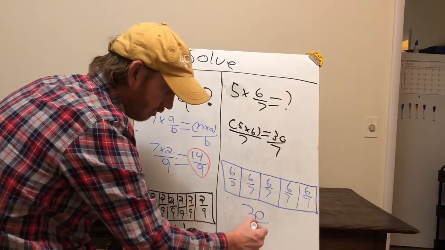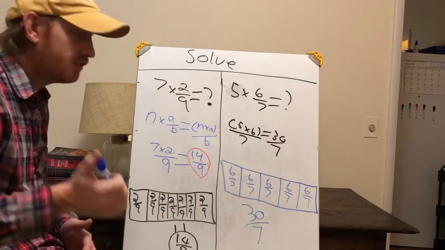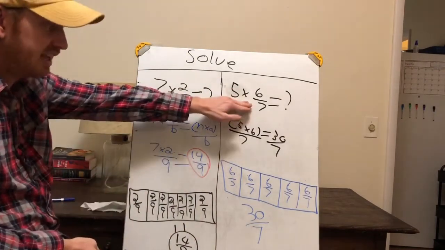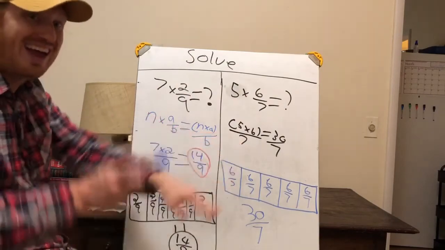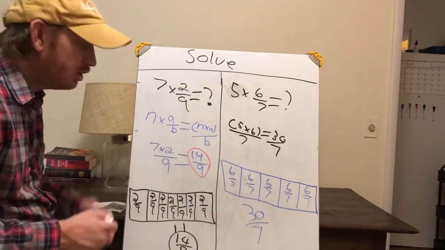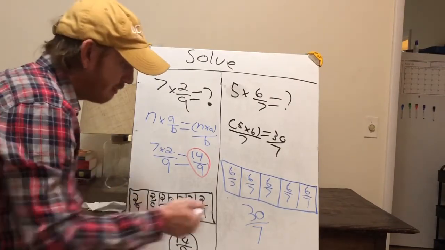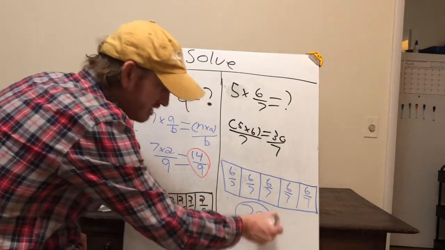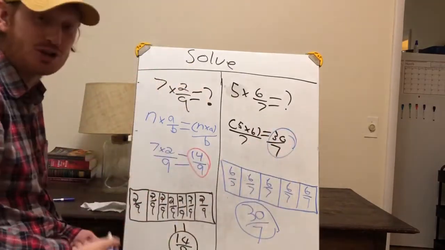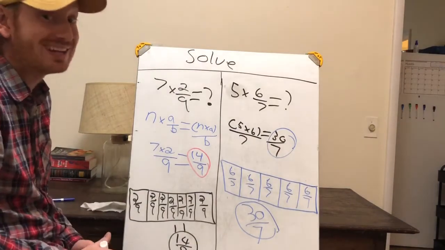30 over 7. So now that I've done this problem using multiplication and the associative model, and with a tape diagram or a visual model, I know with almost certainty, with strong confidence, that my answer of 30 over 7 is going to be correct. Now let's move on to one of your independent problems.